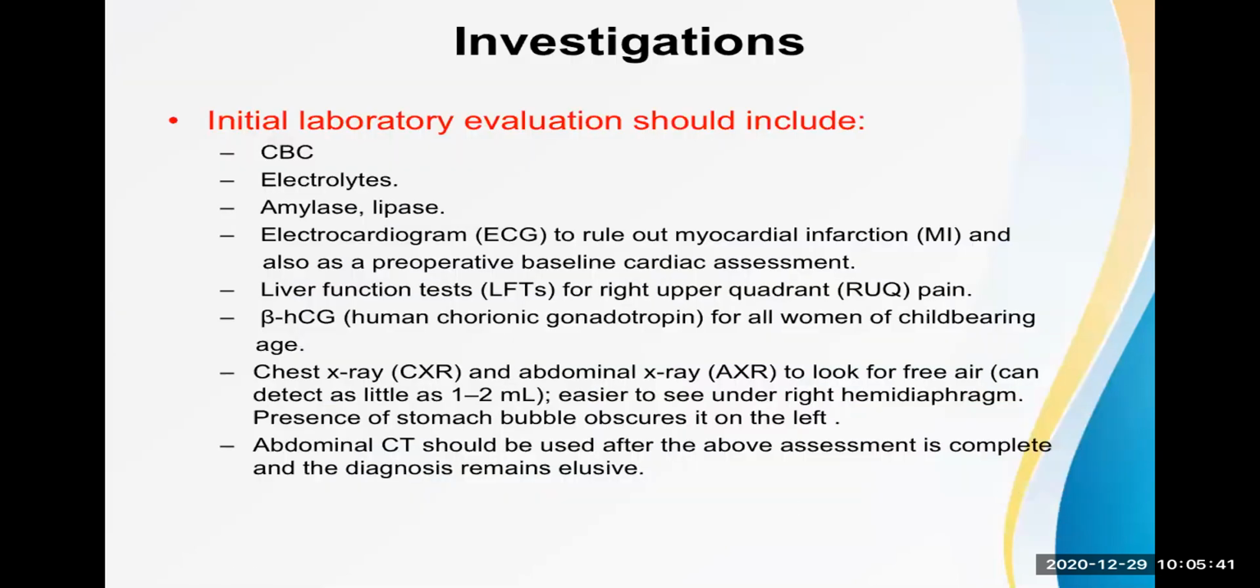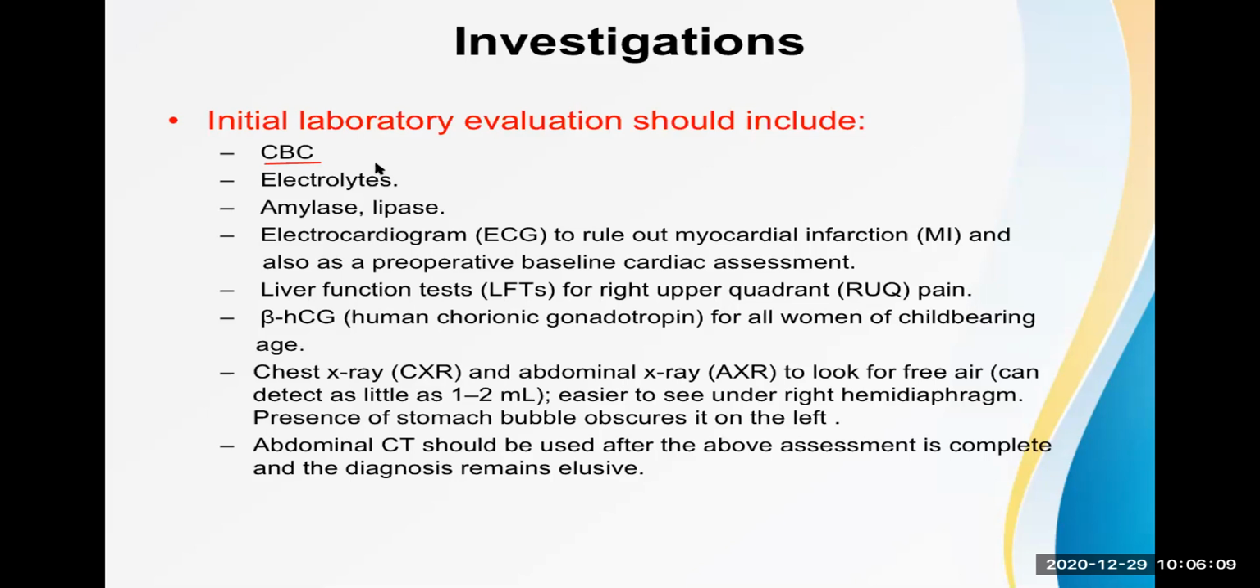Now we are entering into the very important part of today's class: how to investigate if a patient comes to you with acute abdomen. Okay. How to proceed further. Now see this. There are certain initial lab evaluations which we like to do all the time in a patient of acute abdomen. These are CBC, complete blood count. We do it all the time.